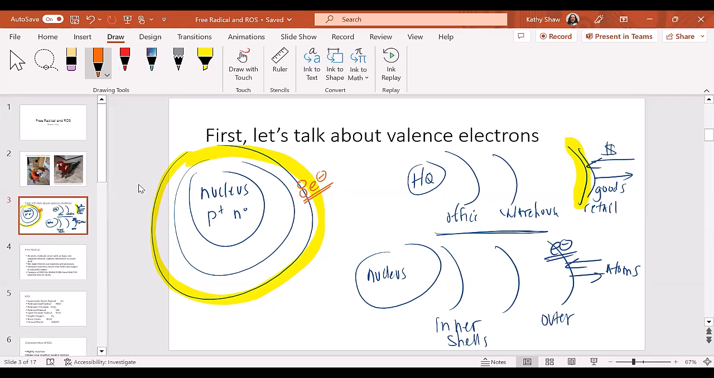Oxygen is the atom we're going to be looking at. It has 6 electrons in that outermost shell, but it wants 8. So the fact that it wants 2 more electrons is really the crux of all this, where everything that we're going to talk about is coming from.